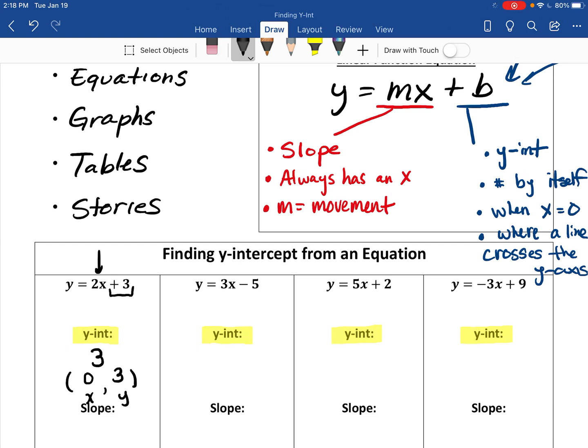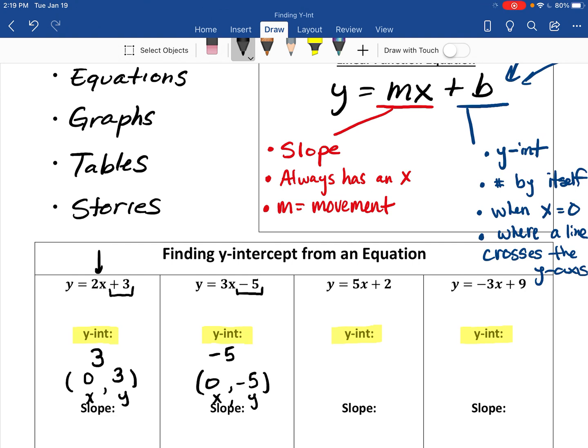Our second one is set up the same way. We want the number by itself. In this case, we have a -5. And again, if we write that in slope-intercept form, we have (0, -5), which are our x and our y.